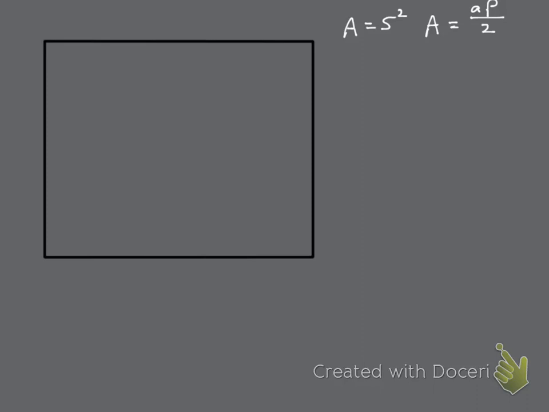The first thing I need to do is find that central angle. So I'm going to go ahead and draw my triangle. And again, if I have 4 sides, I'm going to simply do 360 divided by 4.